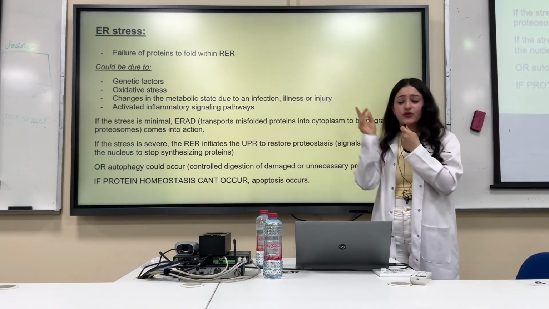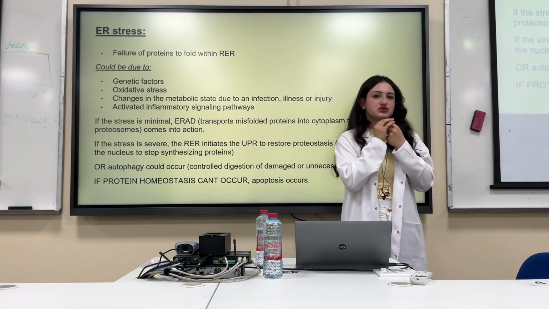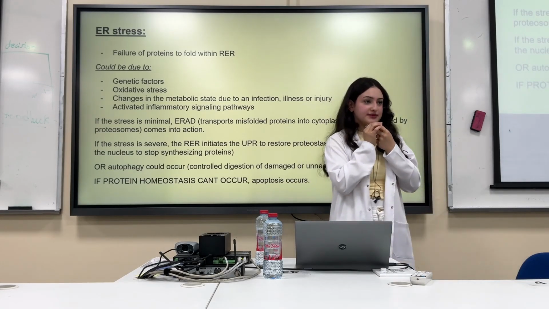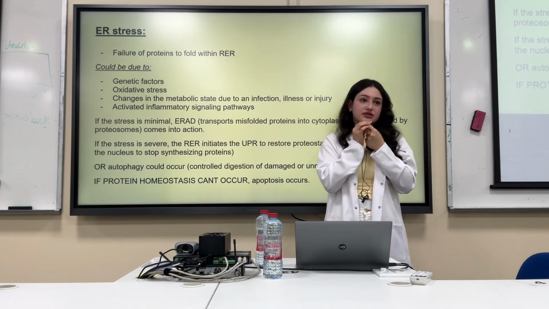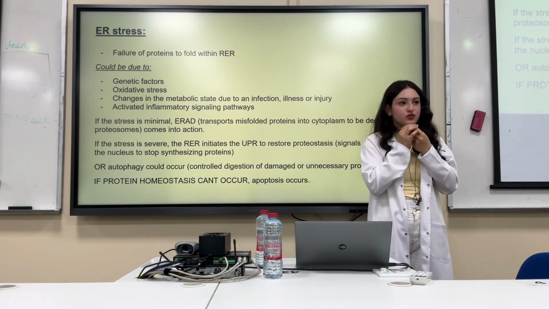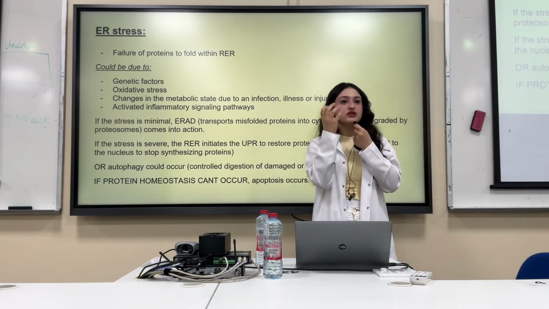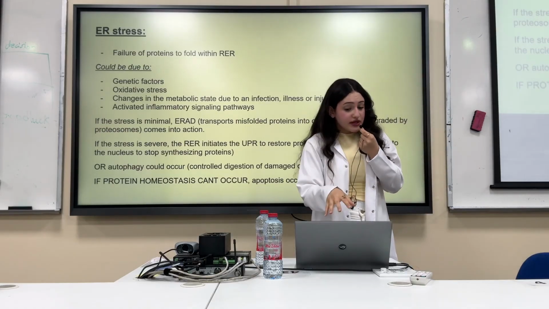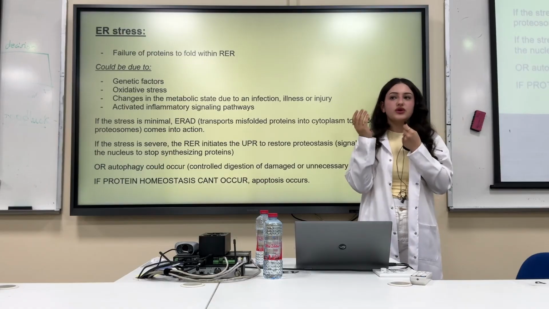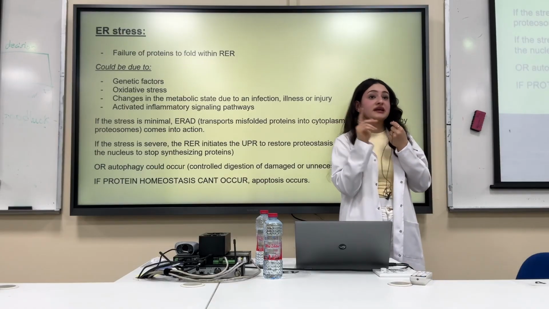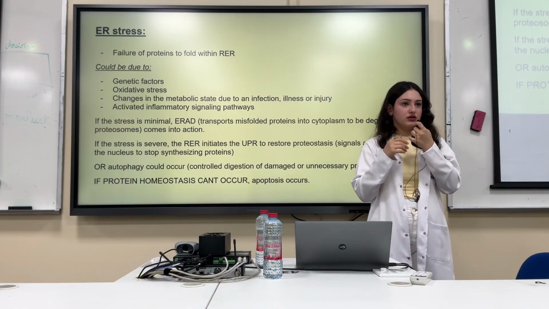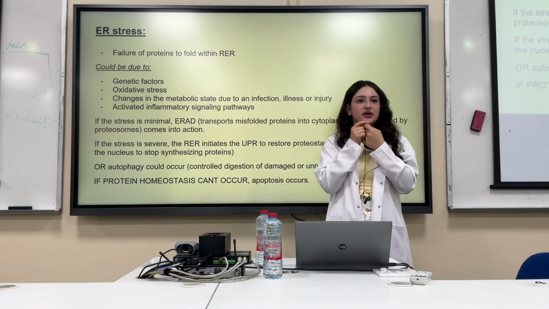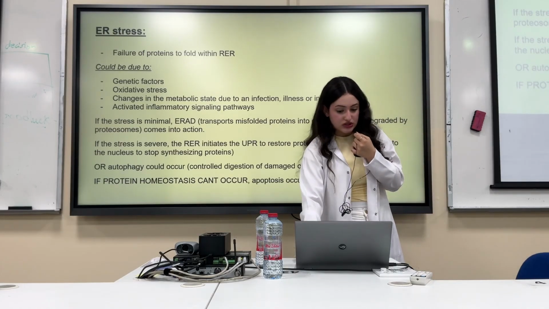Before the last thing, we have the endoplasmic reticulum stress. What does it mean? Our rough endoplasmic reticulum synthesizes proteins. Now this complex process can go wrong sometimes. We can have a misfolded protein, a protein that's not folded properly, or just unfolded. Failures are going to happen. So what are the reasons for this failure? There could be an activated inflammation process, genetic factors, or environmental factors. There's infection, there's injury, there's illness.